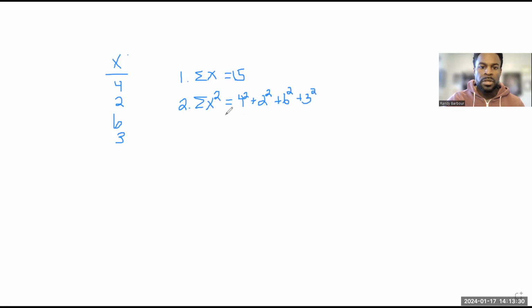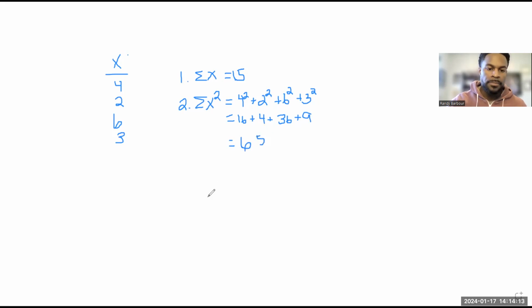Okay, so all I'm going to do here is, 4 squared is 4 times 4, which is 16. 2 squared is 4, 6 squared is 36, plus 9. Okay, so if you want to add those up, using my handy dandy calculator here, that's going to be 16 plus 4 plus 36 plus 9. That should get you 65.